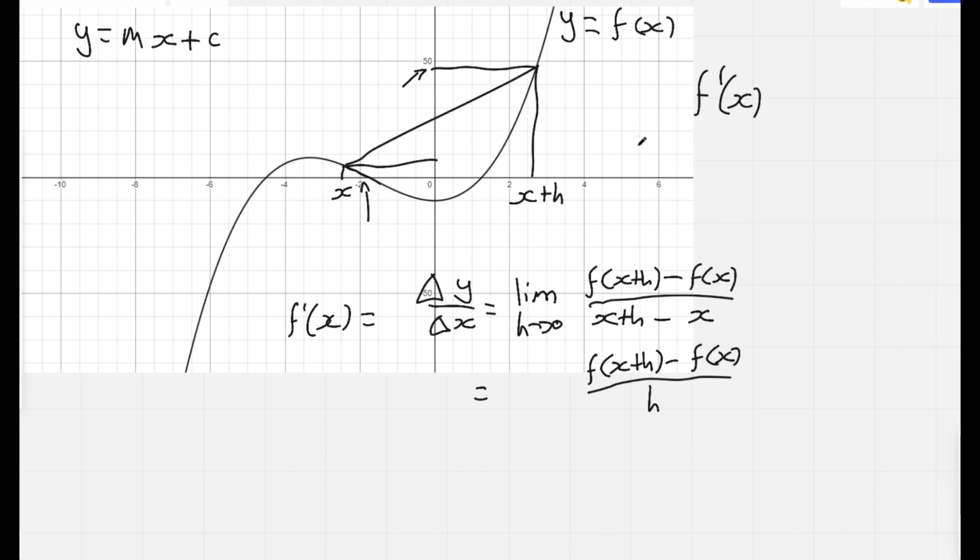The limit as h approaches 0, and I'm going to add this here as well, and this is our first principles formula. So f prime of x, which is our gradient function, is equal to the limit as h approaches 0 of f of x plus h minus f of x over h.